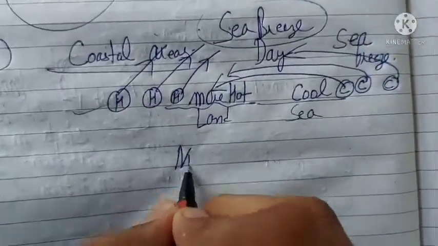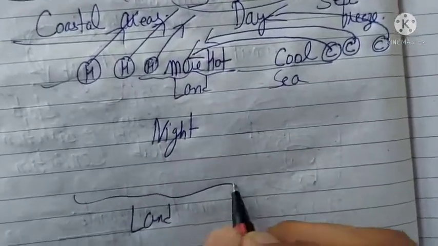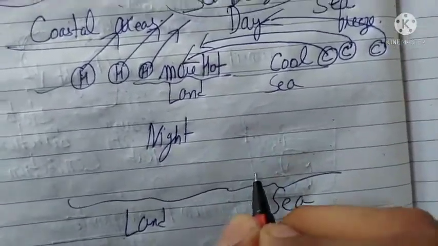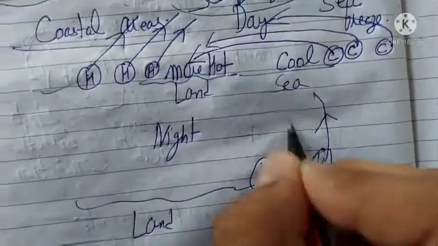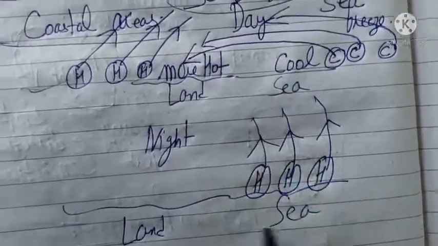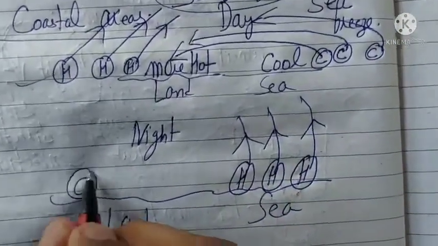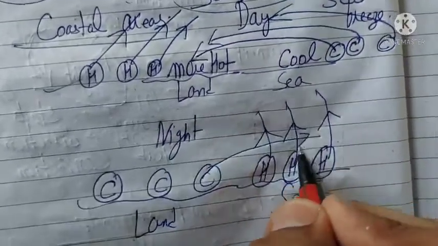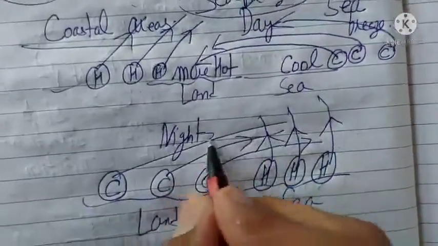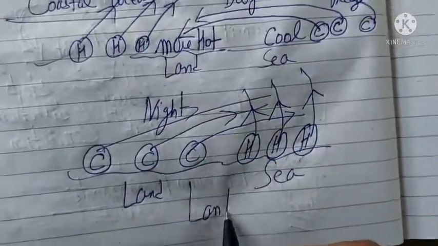But during night, the opposite happens. The land is cool and the sea is hot. The hot air particles above the sea will rise upward. Free space gets created, so the cool air particles from the land side start flowing toward the sea side. So this is a kind of land breeze.